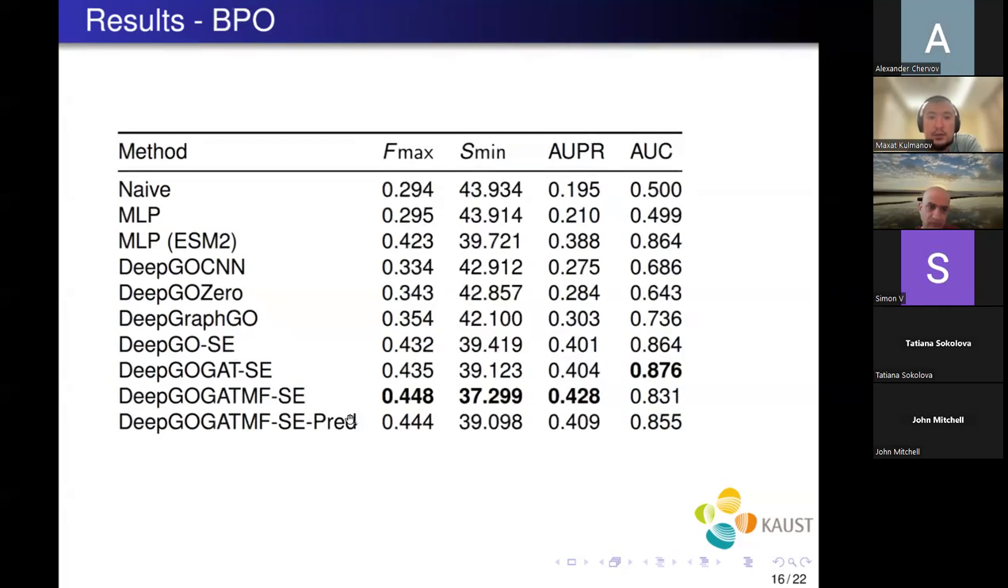Then we also did it for biological process. Sorry, one small question. For each sub-ontology, do you always take a different training set, or do you take the same training and validation set for all three of them, and then just measure the prediction for each of the sub-ontologies? Yeah, that's a good question.